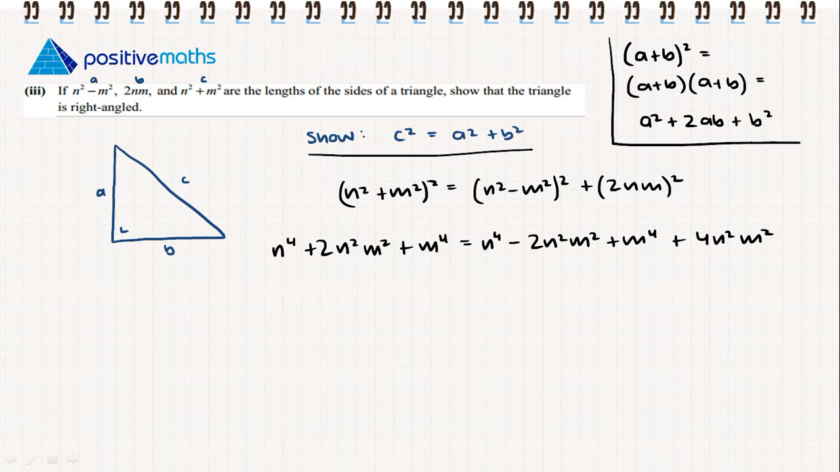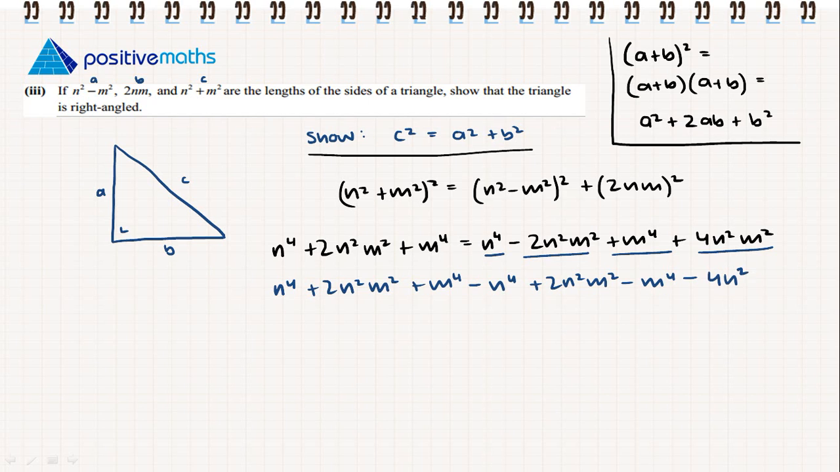So what I'm going to do to simplify this equation is to move all of the terms onto the left. So I have n to the power 4 plus 2n squared m squared plus m to the power 4. So that's everything that's already there. So now I have minus n to the power 4 plus 2n squared m squared minus m to the power 4 minus 4n squared m squared. And that's now all equal to 0.